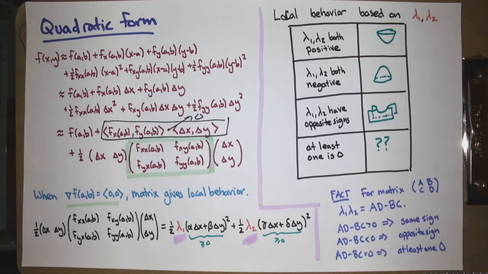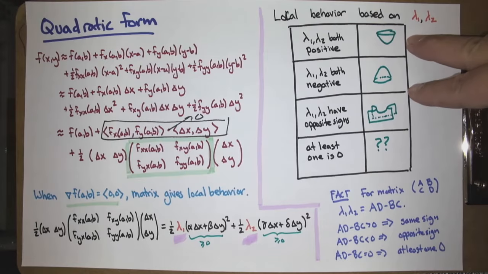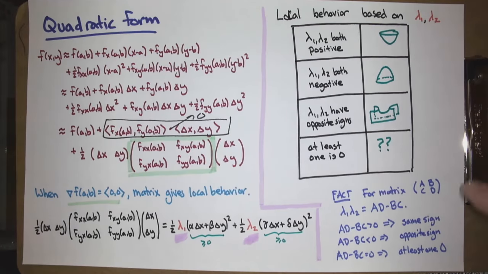And there's a nice linear algebra fact. If you have a 2 by 2 matrix, and you take what's called the determinant, A times D minus B times C, that's the same thing as multiplying lambda 1 and lambda 2 together. So if this quantity is positive, they have the same sign, which means you look like one of these two bowls. If it's negative, they have opposite sign, which means you look like a saddle. If it's 0, at least one is 0, and all bets are off. So that's the theory for next time.